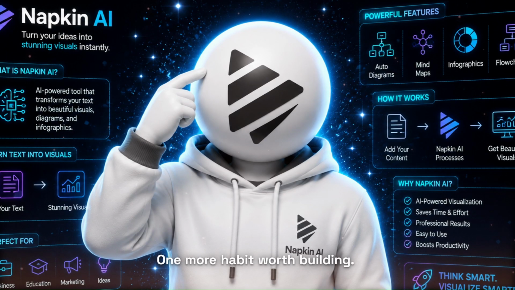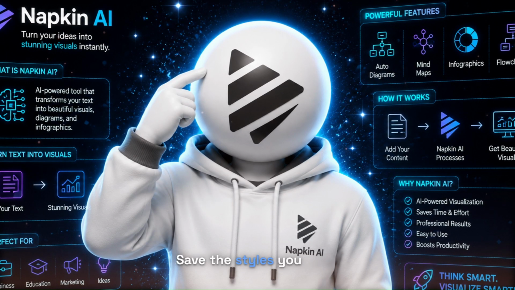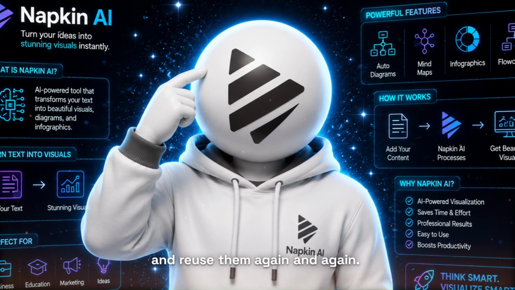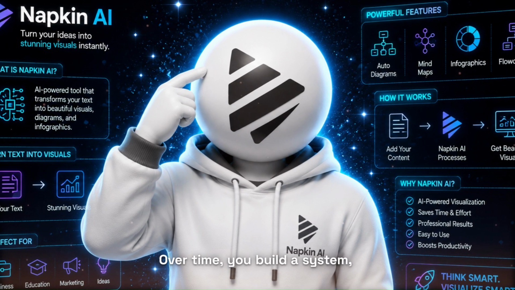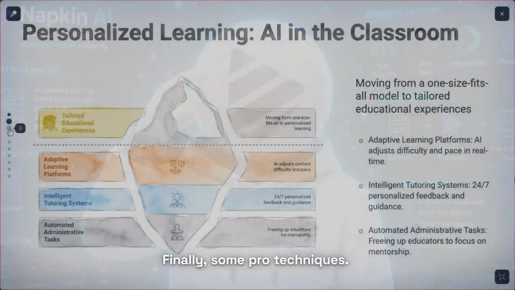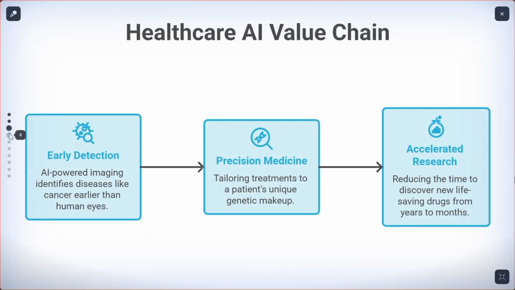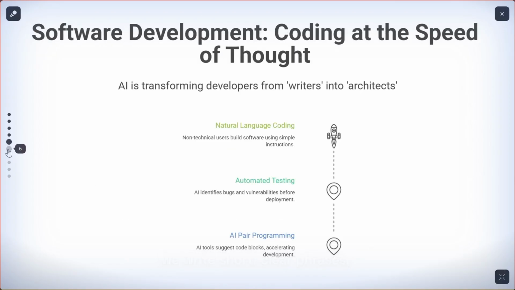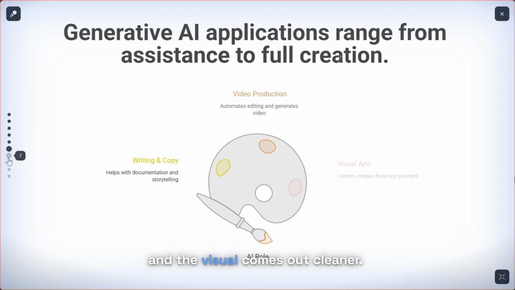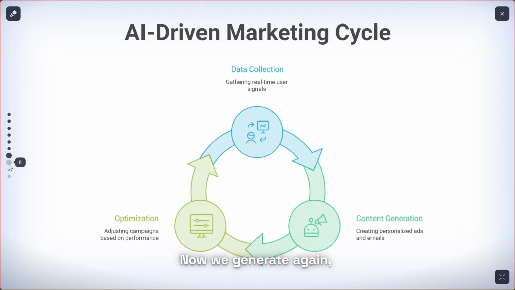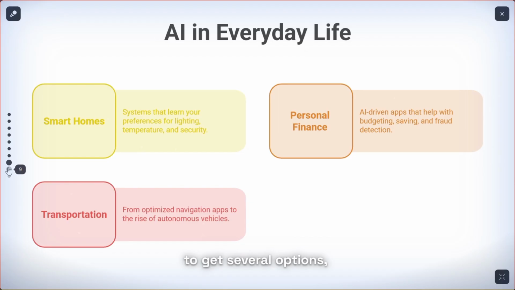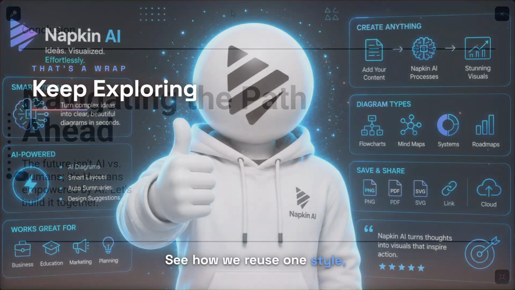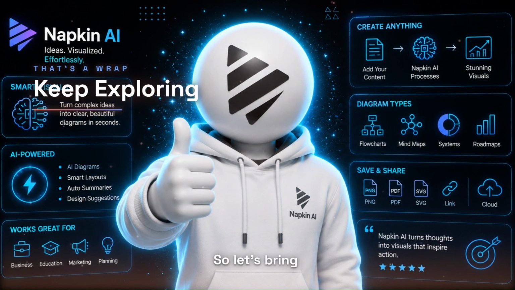One more habit worth building. Save the styles you love and reuse them again and again. Over time, you build a system. Finally, some pro techniques. Watch this. We write short, clear phrases, and the visual comes out cleaner. Now we generate again to get several options. Then pick the strongest. See how we reuse one style. So let's bring it all together.